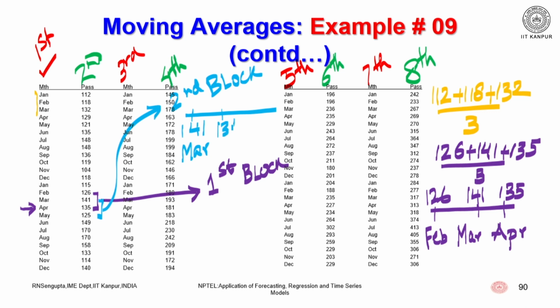135 is April. Now, April has come in the middle because we are trying to basically find out the forecast for April, and the next month after April comes May. So, the value is 125. So, May.